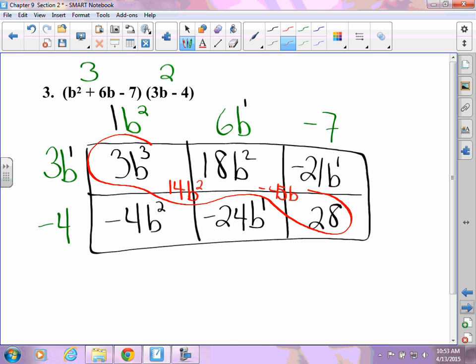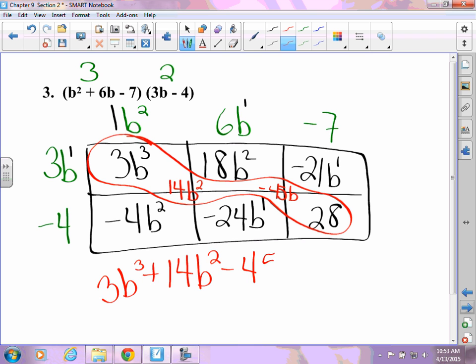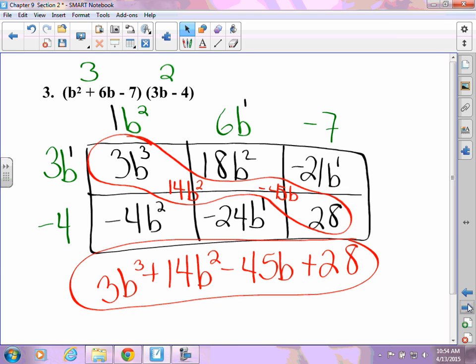So I've got 3b cubed plus 14b squared minus 45b plus 28. And you're done. The key is you got to make sure you add your like terms. And I always circle my answer. It helps when you pull it out. Questions?